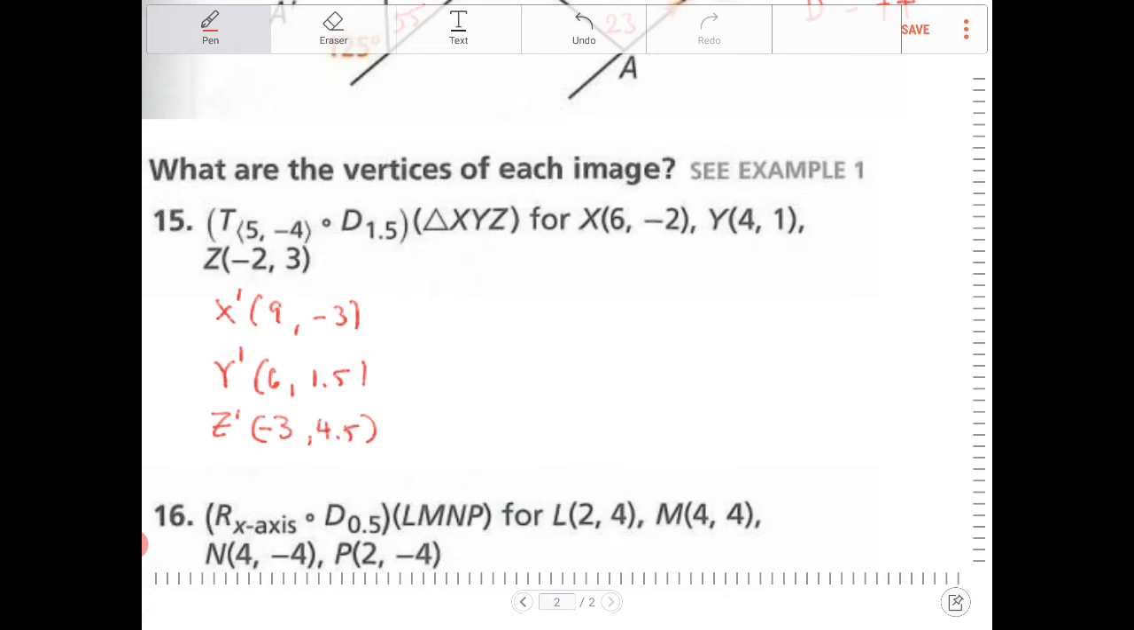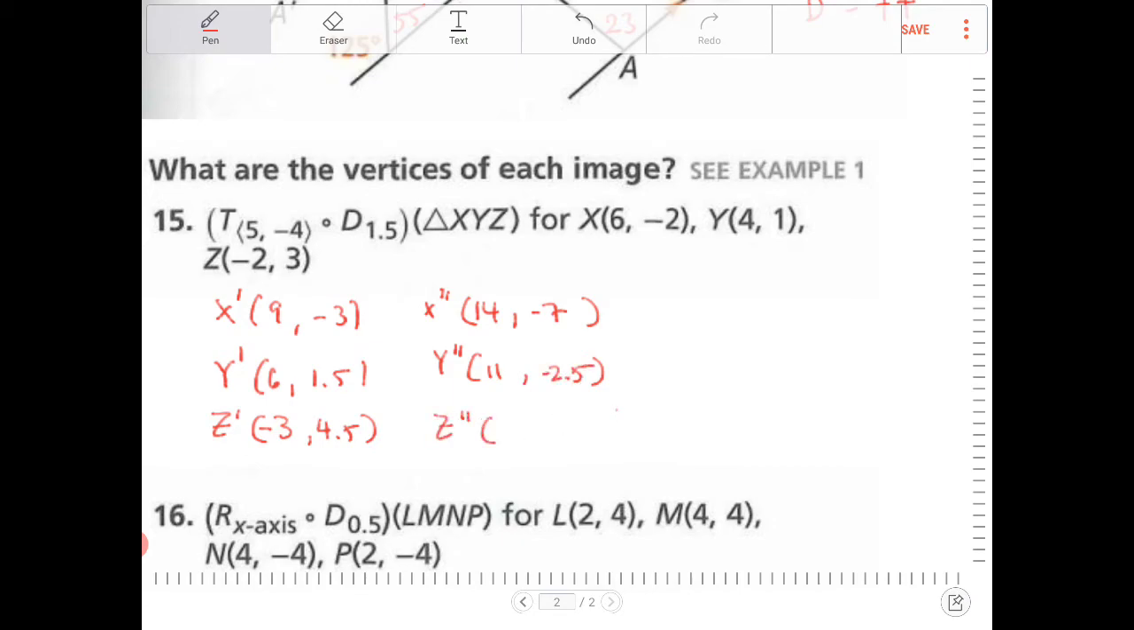And by translating something, we're going to be adding that vector to each of the x and y components. So x double prime, the final transformation, we're going to take 9 plus 5, that would be 14. We're going to take negative 4 and add it to negative 3, and that would be negative 7. And we're going to do the same thing with each of the coordinates. So 6 plus 5 is 11. 1.5 plus negative 4, that would be negative 2.5.